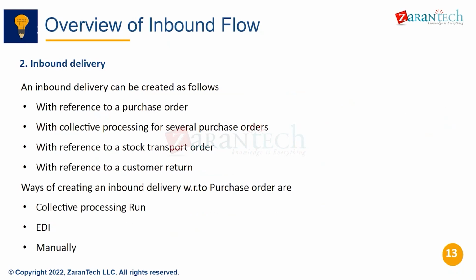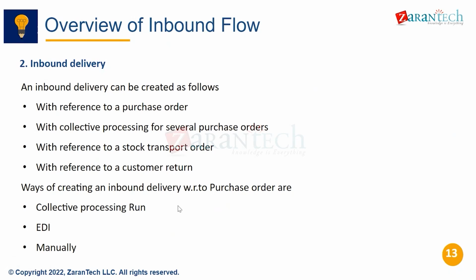Okay, now you can see here inbound delivery can be created from the different documents from the ERP system, like with the purchase order or with the collective processes of the purchase orders. And for the stock transfer order the inbound delivery can be created, and for the customer return the inbound delivery also can be created. So these are some different reference documents from where the inbound delivery can be created and the stock can be received. These are the different documents in the EWM.